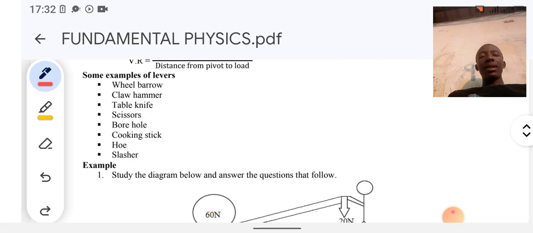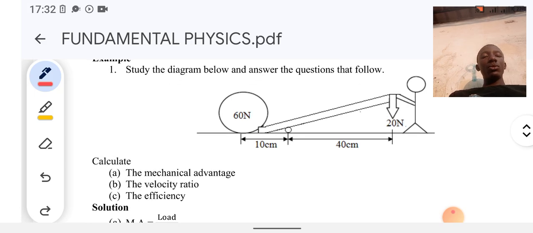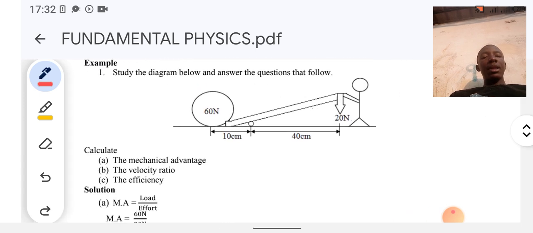We need to calculate the mechanical advantage, and we know that mechanical advantage is equal to load over effort. Look at the diagram. Our effort is where the force is applied, and our load is this one here. So to find the mechanical advantage, you simply divide 60 by 20, which gives us 3 as our mechanical advantage. That's how you find it.